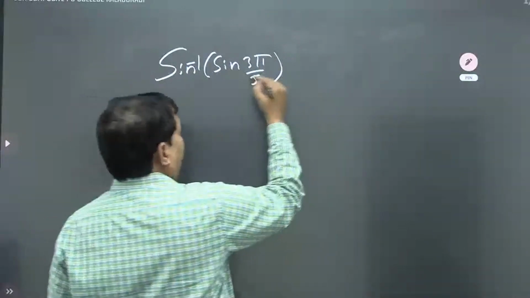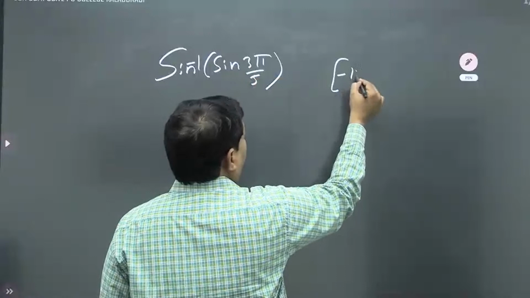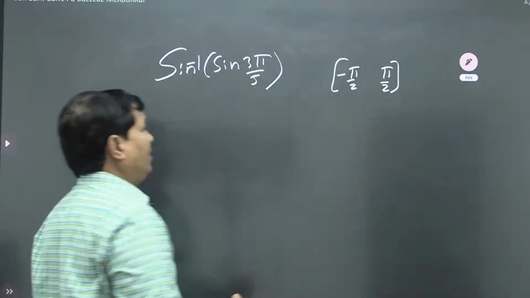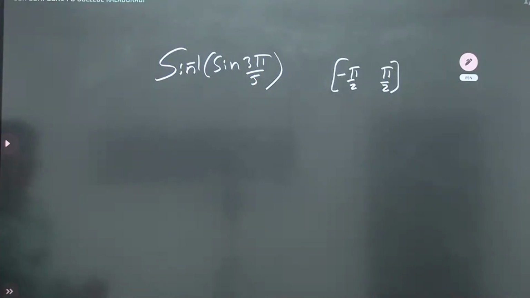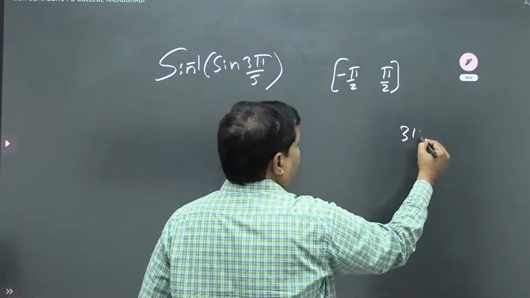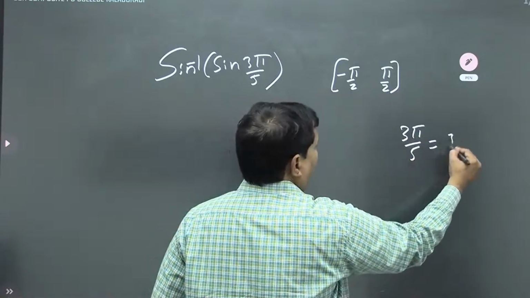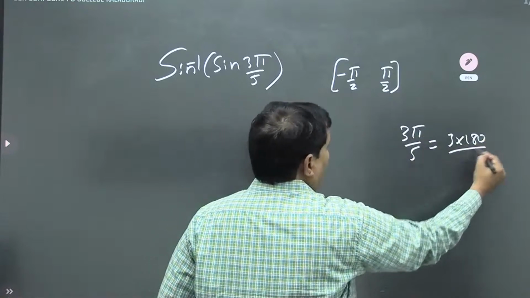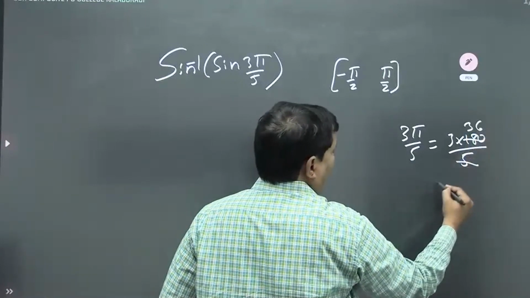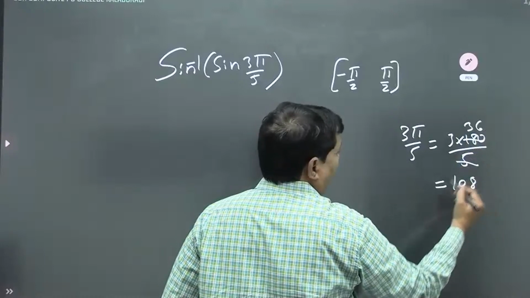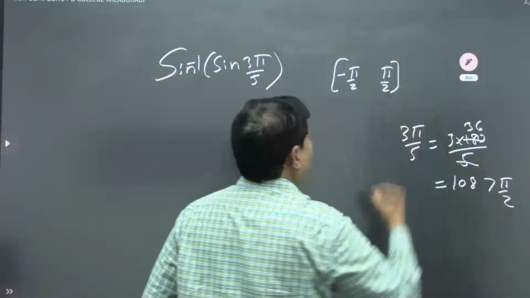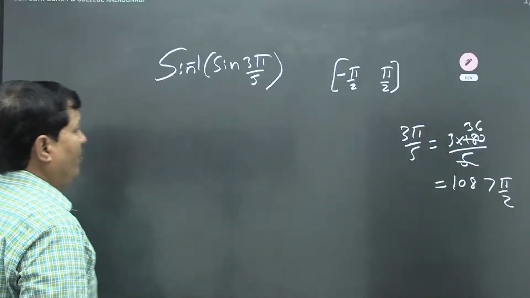First, its value should lie between minus pi by 2 to plus pi by 2, you should know. It means sine inverse of sine theta equals theta if theta lies between minus pi by 2 to plus pi by 2. But what about 3 pi by 5? This is equal to 3 into 180 by 5, which equals 108. Therefore, it is again more than pi by 2, which means you cannot write it directly.